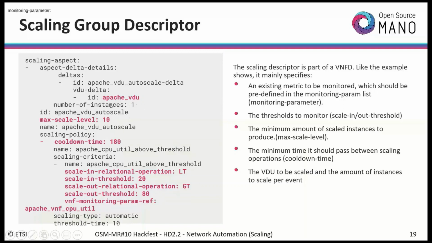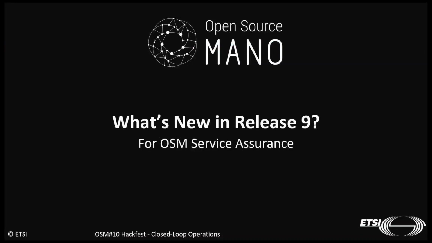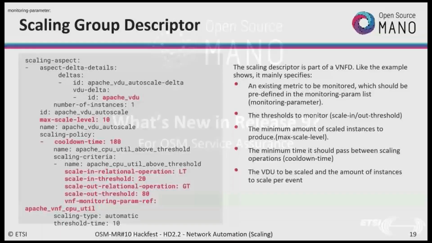and which is the VNF that I have to use for scaling. That means which VDU will be scaled out or scaled in, and which is the parameter that I have to use, and so on. Okay, so that's all about the current architecture.